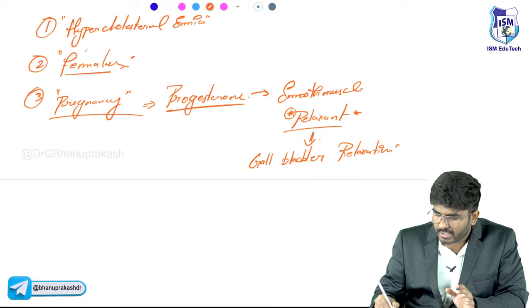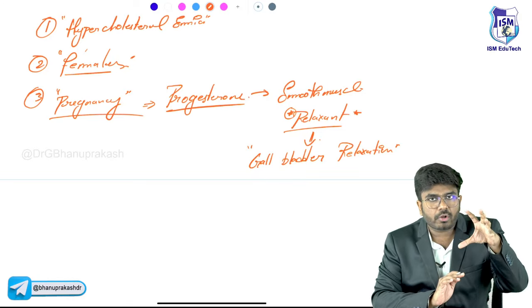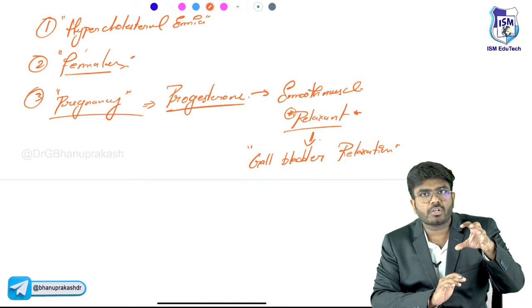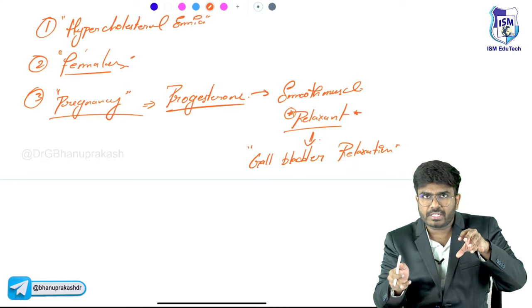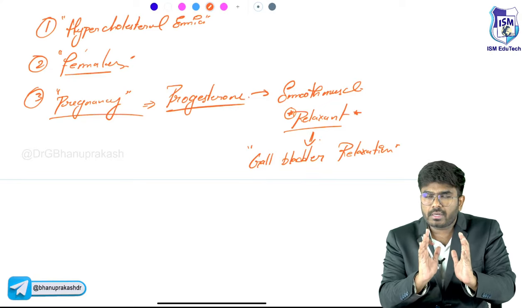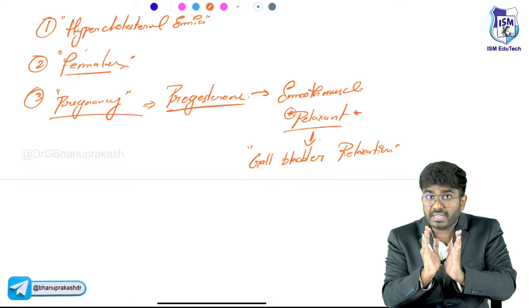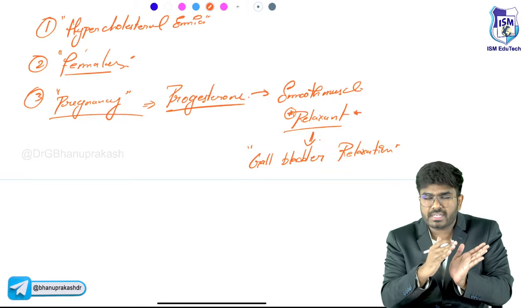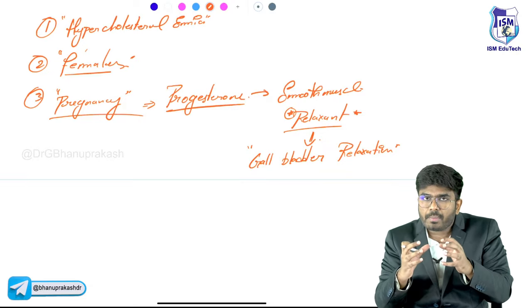Do you think gallbladder contraction is happening? No, the gallbladder is not contracting properly. As it is not contracting properly, no bile is let out. The bile is not coming into the duodenum. The bile is just present in the gallbladder, so there is biliary stasis. So from the bile, do you know what happens?